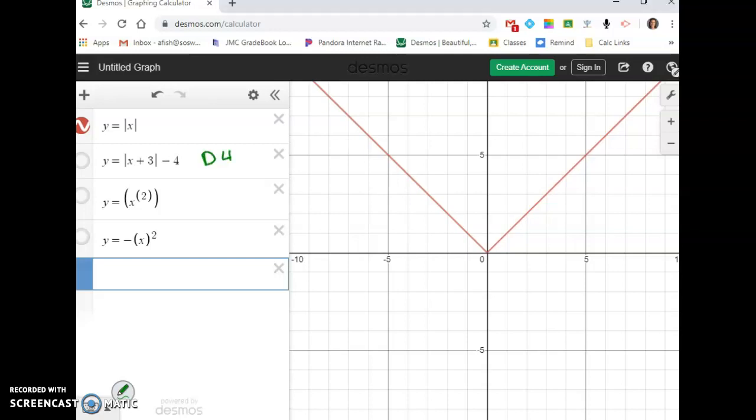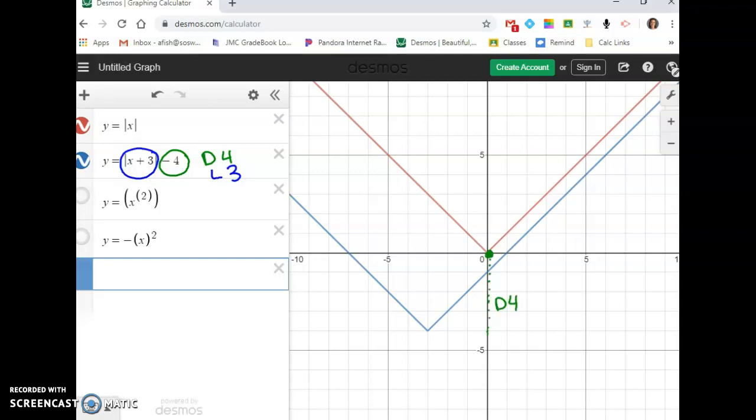it's going to be shifted down 4 because of that right there. And this, again, this is opposite of what you see. So this is going to be shifted left 3. We're going to double check it. So I did, in fact, from this vertex here, I did, in fact, shift down 4. And I shifted left 3.